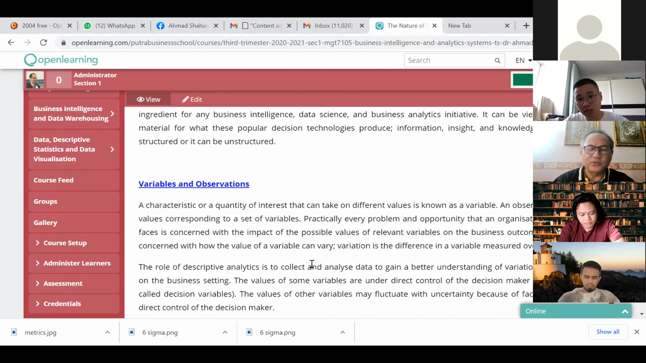So, the role of descriptive analytics. We begin with descriptive analytics before we move into predictive and prescriptive analytics. The role of descriptive analytics is to collect and analyze data so that we can understand the variation. What we're looking at is the variation, and how this variation impacts the business setting. Whether an increase of sales does impact the business setting. Is there a possibility that an increase of sales can reduce the profitability?